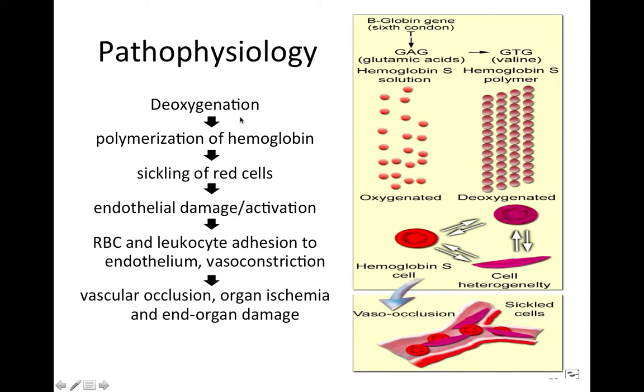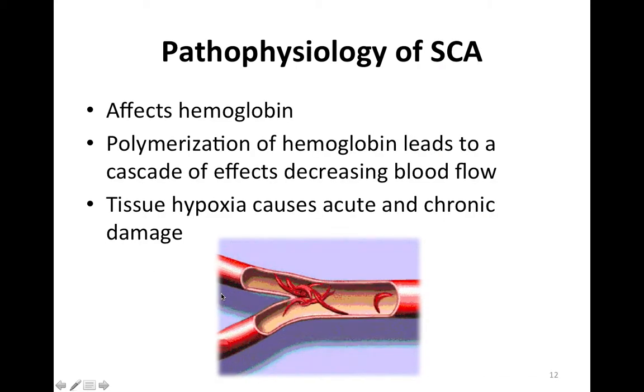In deoxygenated conditions, polymerization of hemoglobin can be seen, sickling of red blood cells, endothelial damage and activation, RBC and leukocyte adhesion to the endothelium and vasoconstriction, vascular occlusion, organ ischemia, and end organ damage. This is the essence of the pathophysiology of sickle cell anemia. It affects the hemoglobin. Hemoglobin will not come to the normal stage. Polymerization of the hemoglobin leads to a cascade of effects, decreasing the blood flow.